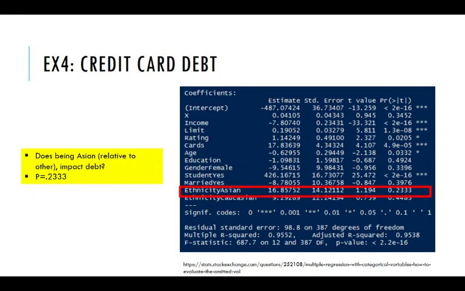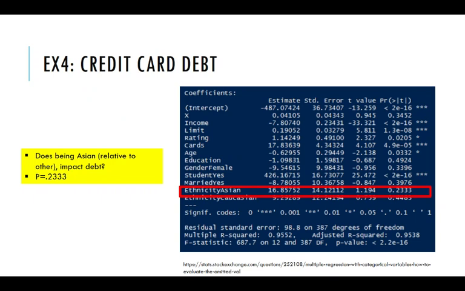Does being Asian, relative to whatever the omitted category was, impact debt? Take a look at that. Well, let's look at that p-value of 0.2333. This is not a significant result, right? We fail to reject our null hypothesis.